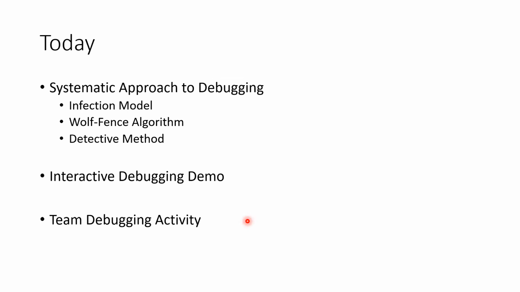So today I'm going to introduce the models, algorithms, and methods of debugging. Then I will show you a demo on debugging a bug in the function that we wrote last time. And we will end with a team debugging activity where you will need to work in teams and find a bug in a given code.